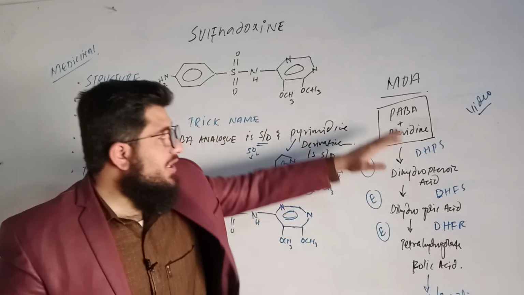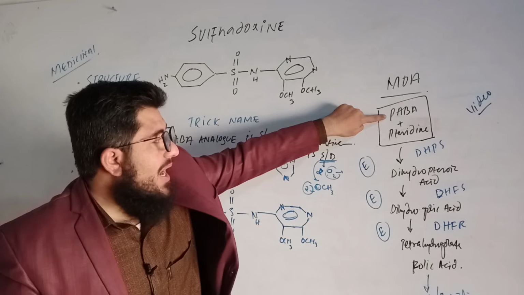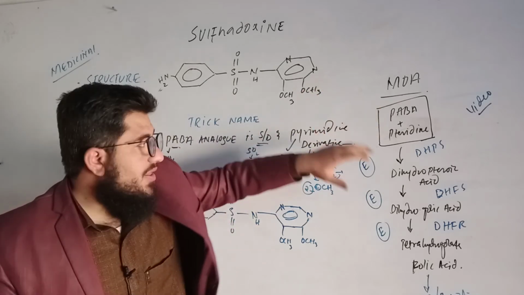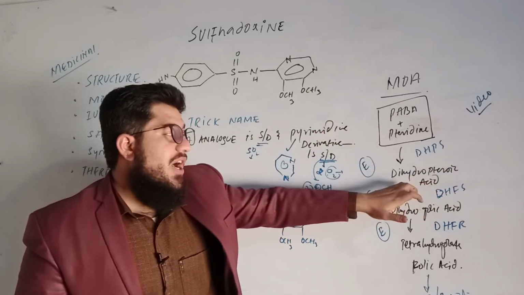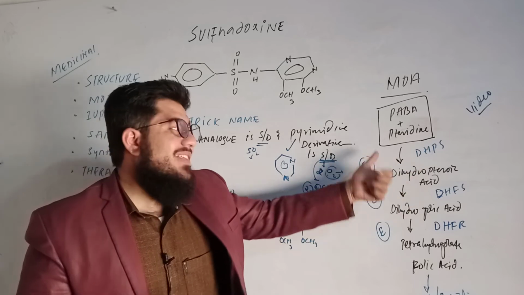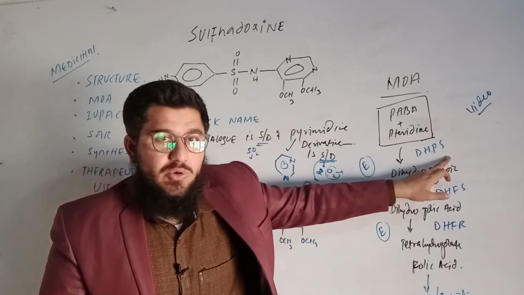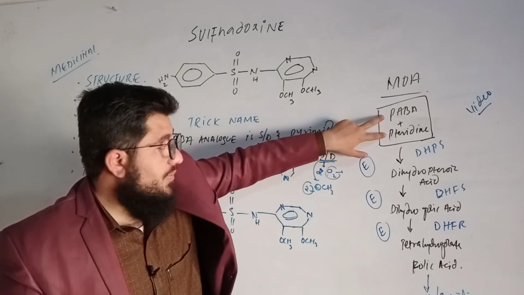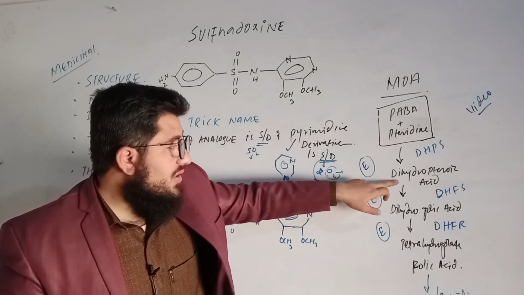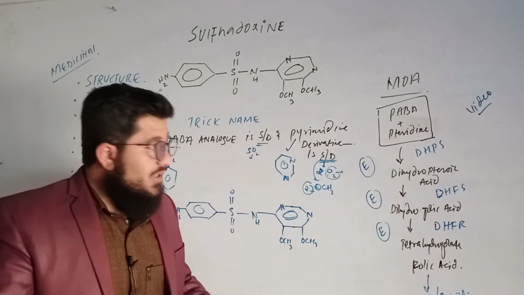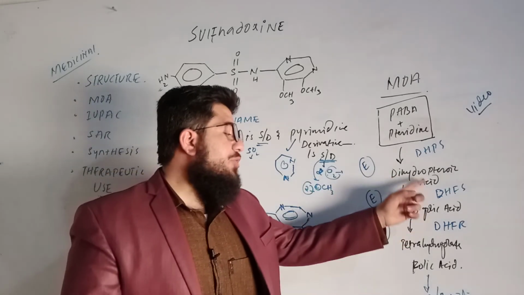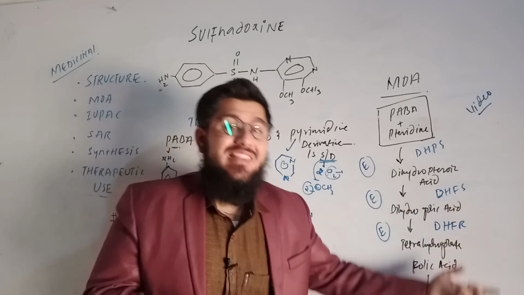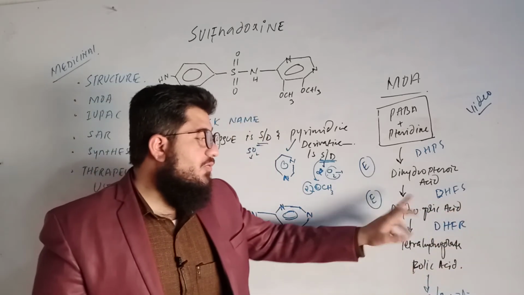Now, what is this pathway talking about? Very simple. We have PABA and pteridine. When these two interact, they will synthesize dihydropteroic acid by means of an enzyme, dihydropteroate synthase. This enzyme is important for the combination of these two into this. Now, when this dihydropteroic acid wants to convert into dihydrofolic acid, it will take the help of dihydrofolate synthase. Then we have dihydrofolic acid.